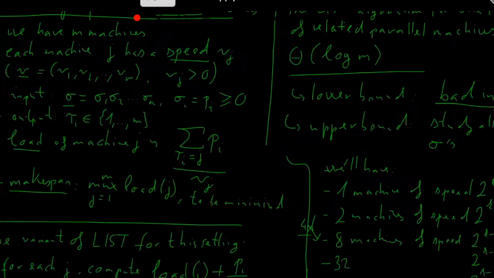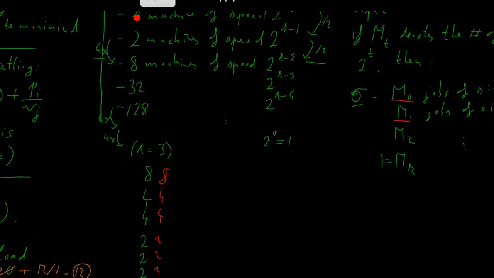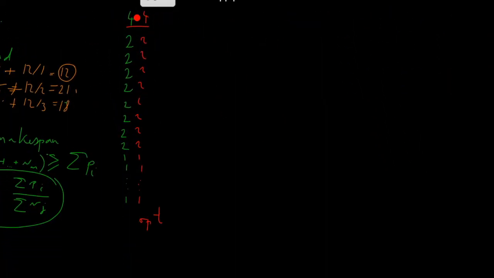This machine has a load of 1 because the speed is 8 and the total size of the jobs scheduled to this machine is also 8. This machine also has a load of 1. This machine also has a load of 1 and so on. So the optimal cost is 1.